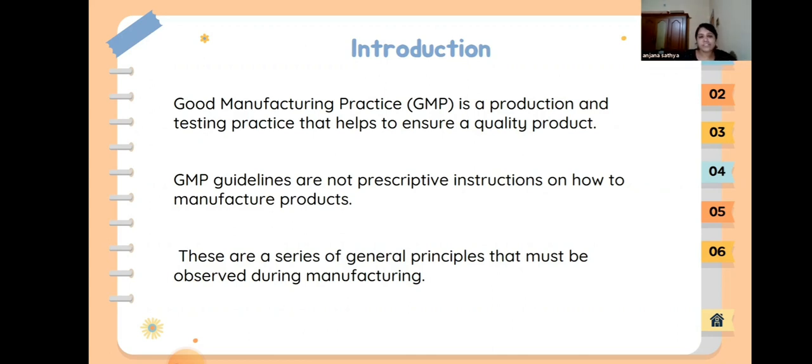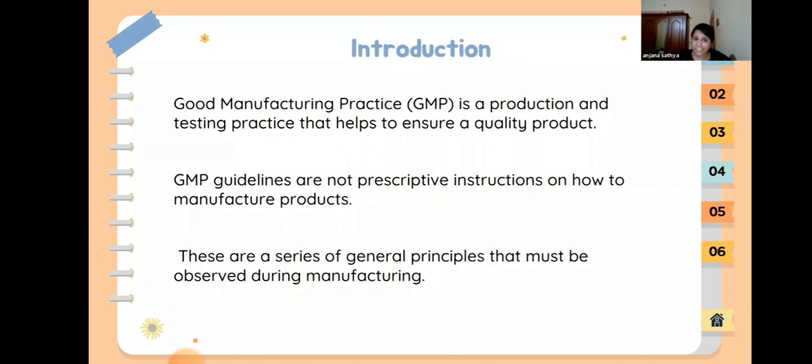In GMP, you cannot find the preparation of thyla or the preparation of avaleha and all, but it will give you guidelines on how to prepare the medicines in a proper manner, which will decrease the risk in any production unit. So these are a set of guidelines which will decrease the risk in any pharmaceuticals. These are not prescriptive instructions on how to produce a drug. These are production and testing practices that should be followed in any manufacturing premises. These are general principles that must be observed during the manufacture.